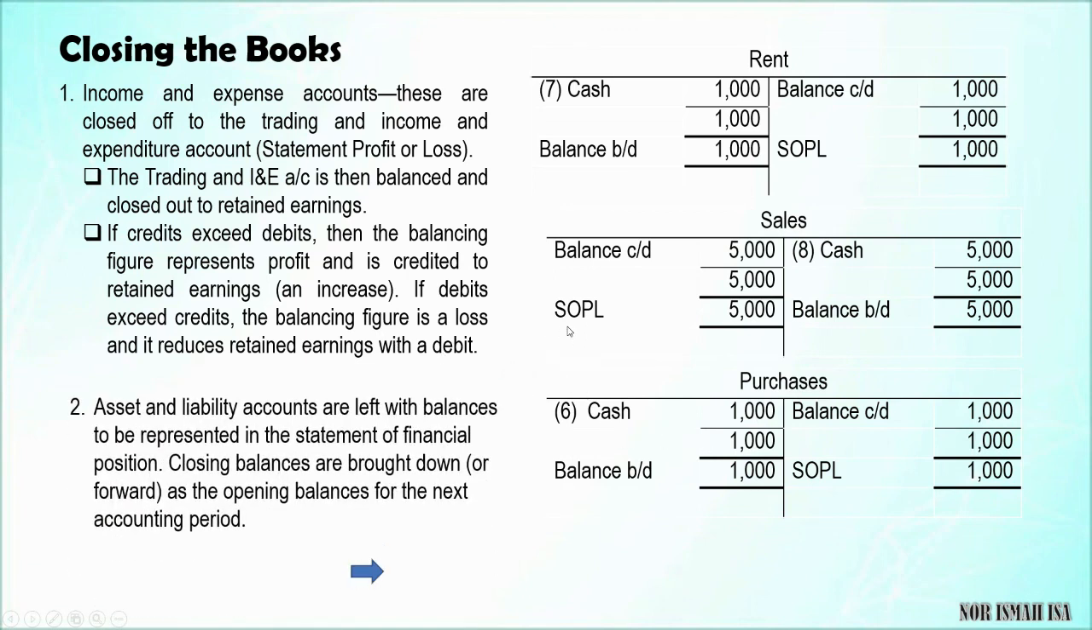So for asset and liability accounts are left with balances, as we know that for assets and liabilities and equity, the balance should be reported in statement of financial position. So this balance should be carried to another accounting period. So this is to show the statement of the position of the business.